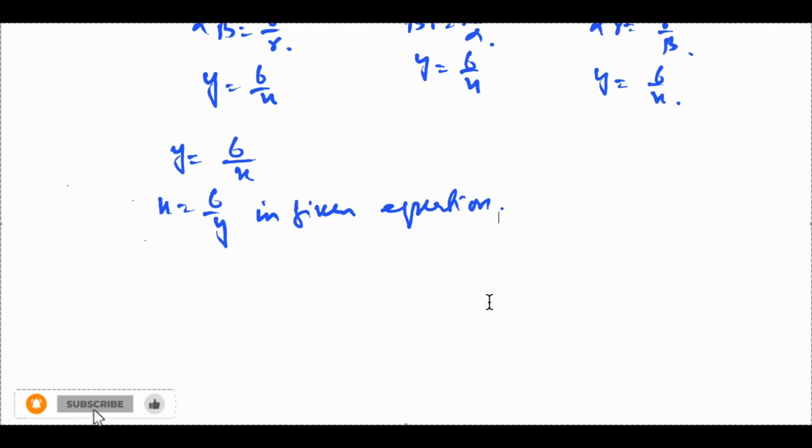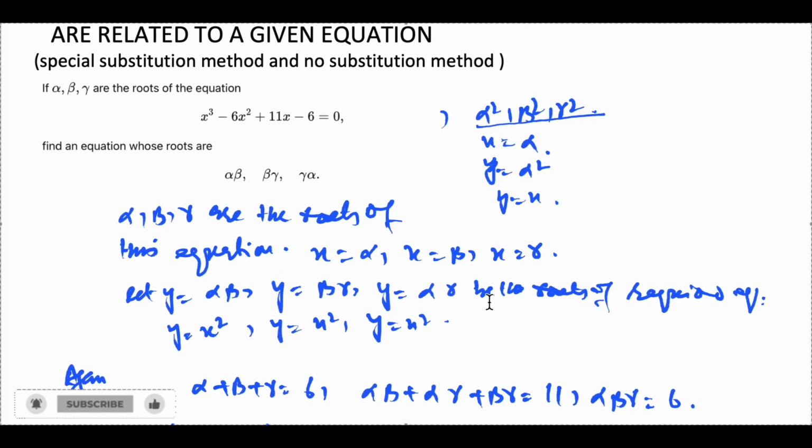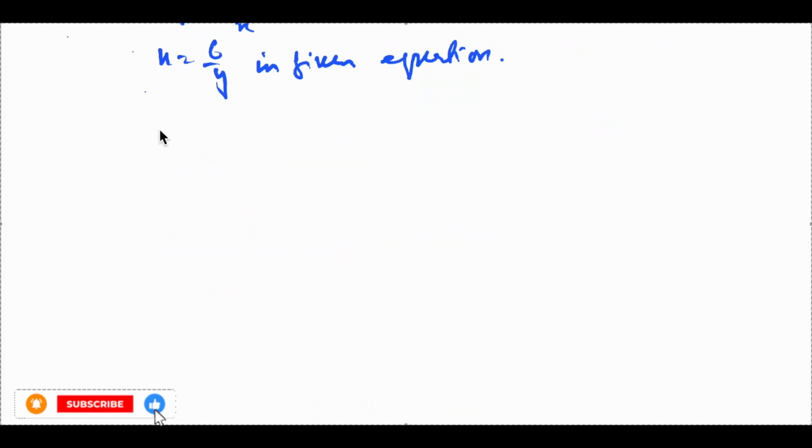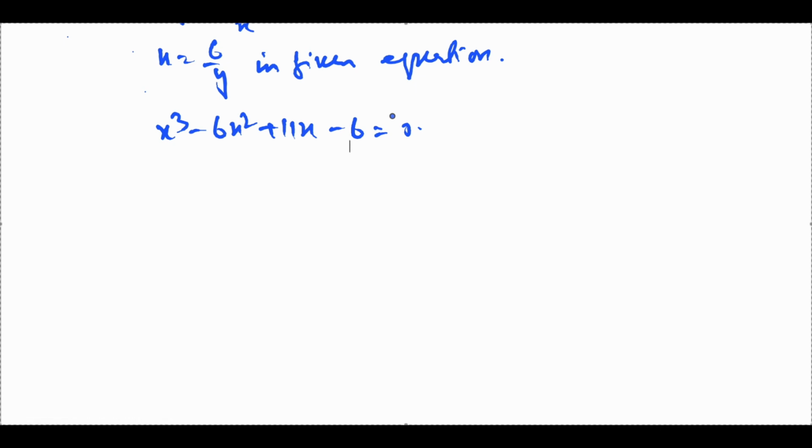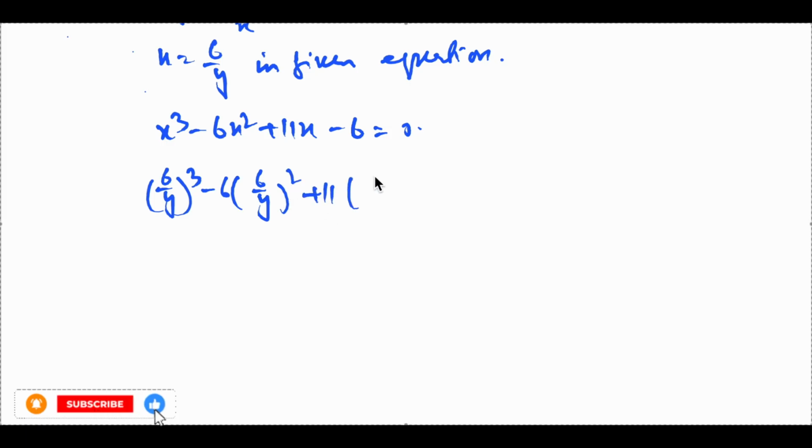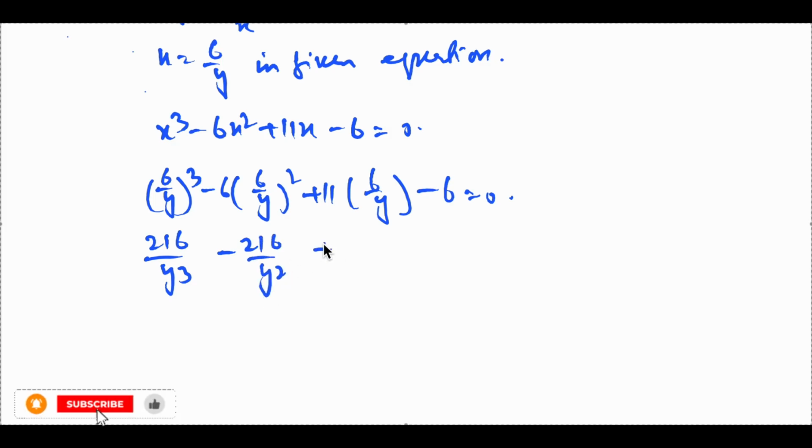Now the original equation is x cubed minus 6x squared plus 11x minus 6 is equal to 0. Now I put x is equal to 6 upon y: (6 upon y) whole cubed minus 6 times (6 upon y) whole squared plus 11 times 6 upon y minus 6 is equal to 0. So this will be 216 upon y cubed, minus 216 upon y squared, plus 66 upon y, minus 6 is equal to 0.